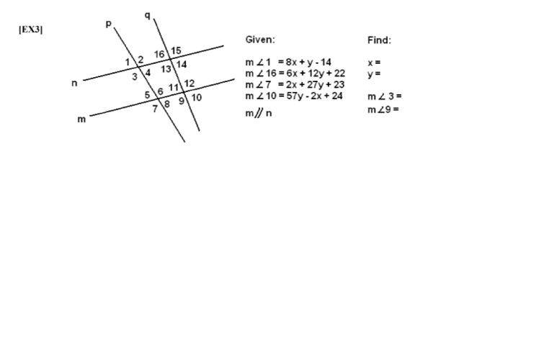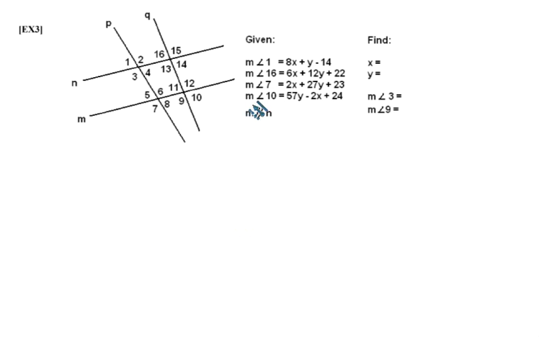Welcome to this fourth and final video involving notes about the converse of transversal results. In this video, we will look at the one example on the screen. We need to solve for the values of x and y, as well as the measure of angle 3 and the measure of angle 9 with this picture.